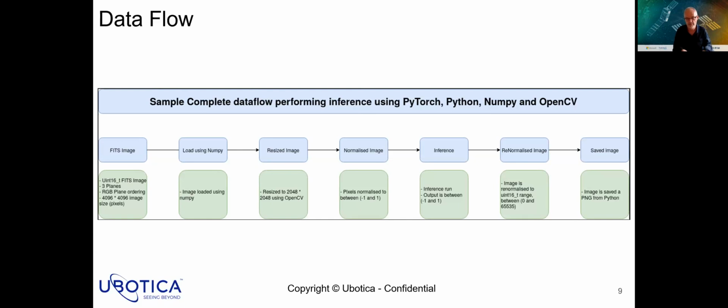Okay, so this is a sample methodology that's used when doing inferencing and training within a training framework such as TensorFlow. You're starting off with a FITS image, which has a certain file format. You'll load that using NumPy, a Python library. You'll resize the image using OpenCV. You then normalize the image using OpenCV. You'll do the inference, and then you'll renormalize back, and then save the image. So this processing flow would then need to be mapped onto what the capabilities are onboard the OBC as well as the AI processor itself.